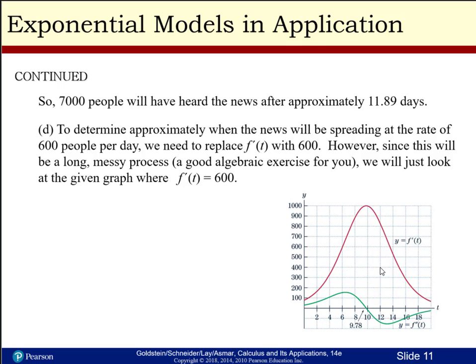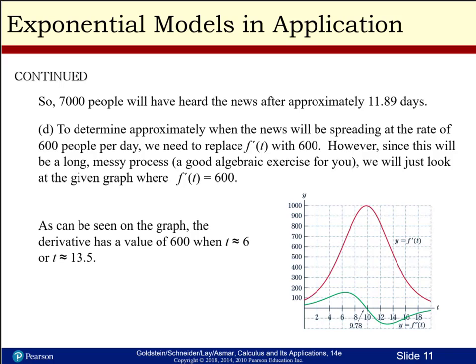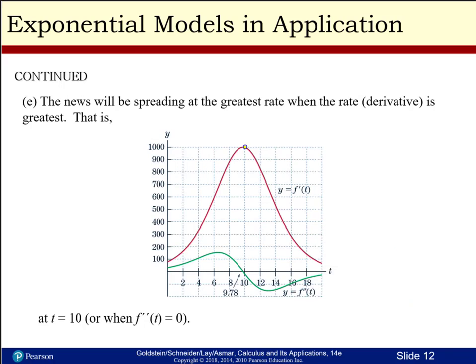So when f of t is about 600, we have it at about 6 and around 13 or so, 13 and a half. So just looking at those values and reiterating, here we have seen on the graph, when our value is 600, t is 6, or about 13 and a half or so. And there's our points.